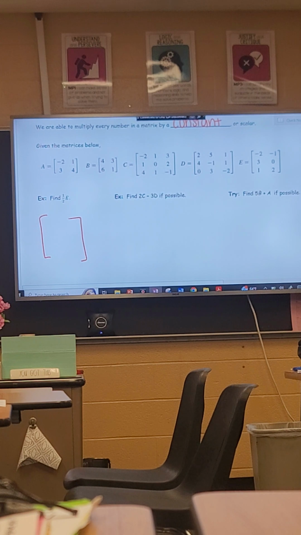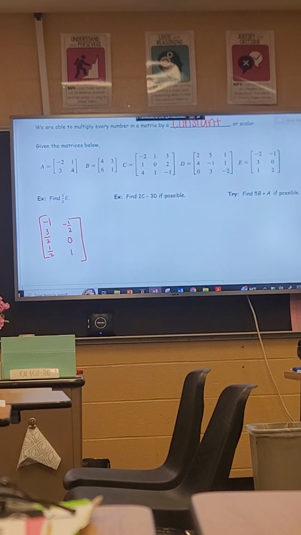So what happens to my matrix? Instead of -2, what is it? -1. 1.5, 3 over 2. Okay, and then a half. Okay, then we're going top right. We got what? -1/2. 0. 0, 1. There you go.